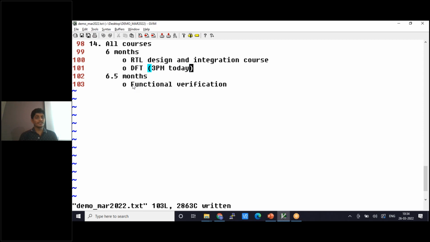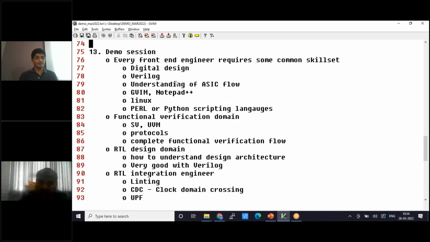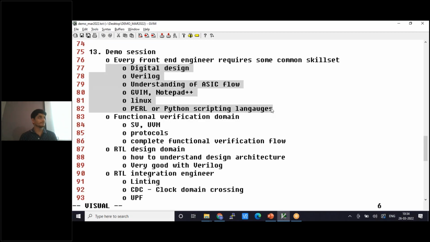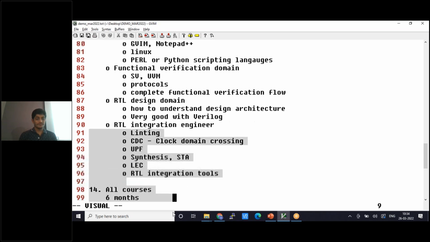I have told you what is covered in functional verification. All these topics will be covered, along with all this. So functional verification means basics plus advanced portion. Whatever I'm showing here is what will be covered as part of the functional verification course. What is covered for RTL Integration Engineer? Basics plus these topics.